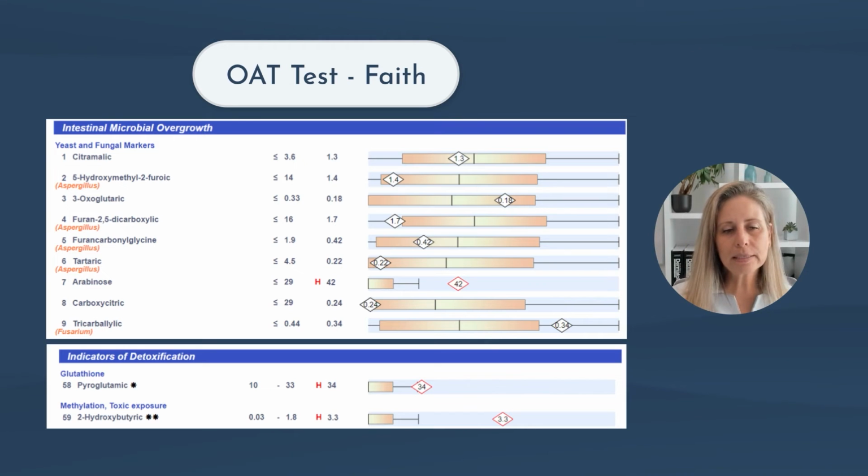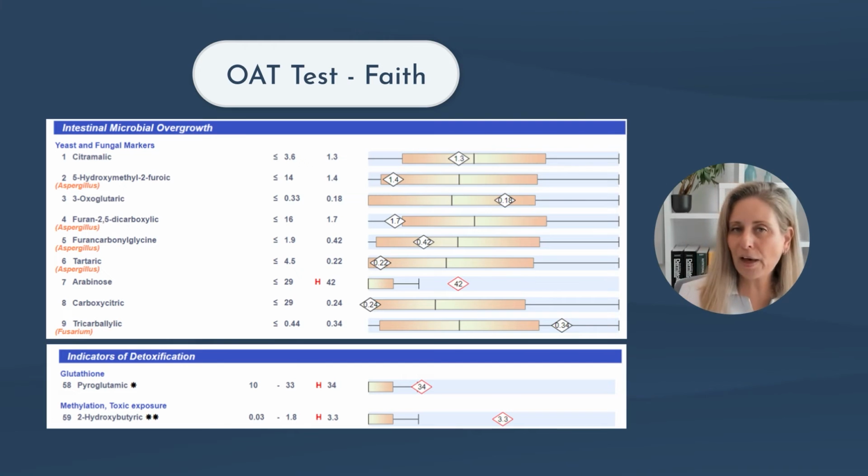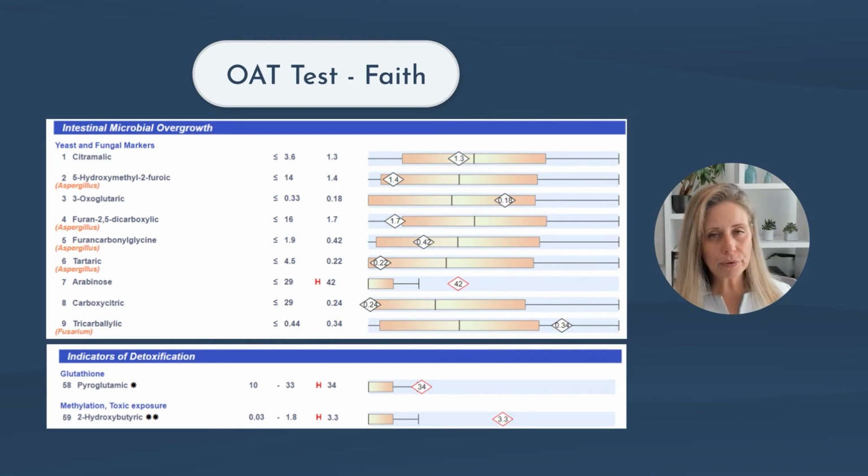Now, the OAT also has these indicators in the detoxification section, and we can see that her pyroglutamic acid is high. Pyroglutamic acid has an asterisk. That means it's an inverse marker. When pyroglutamic acid is high, her glutathione is low. Of course, glutathione is the major antioxidant of the body. And her methylation toxic exposure marker, the 2-hydroxybutyric acid, is high. These 2, or even 1 alone, can mean that there's a toxic problem.